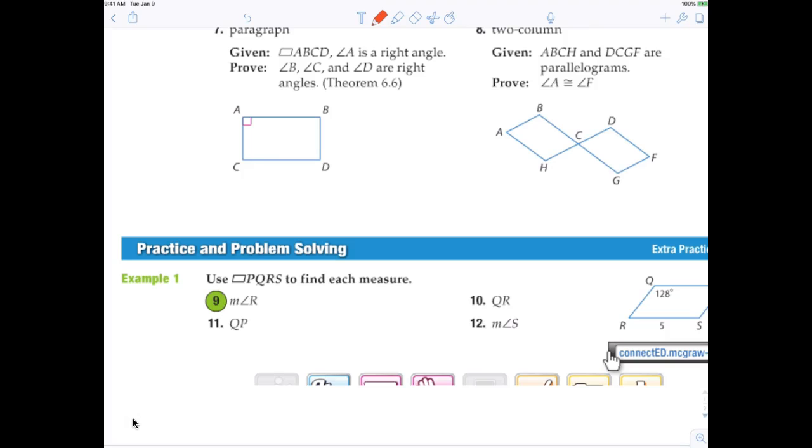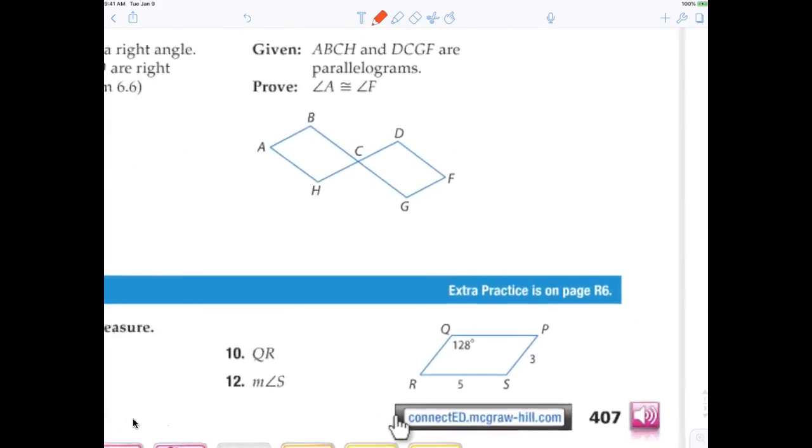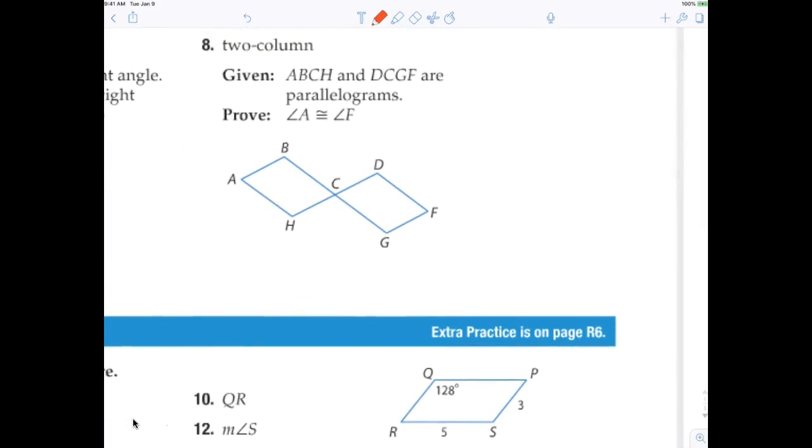All right, now let's look at the next one. Let's just look at number 8 and see if that's a little bit different. Given A, B, C, H are parallelograms. All right, now this one I kind of like. Let's go ahead and work this one. Prove angle A is congruent to angle F. Let's go ahead and draw this out. We can just say statements and reasons.